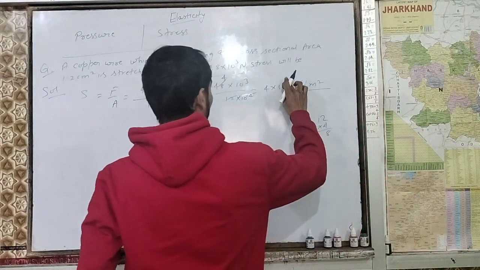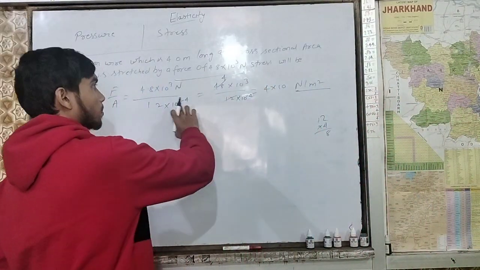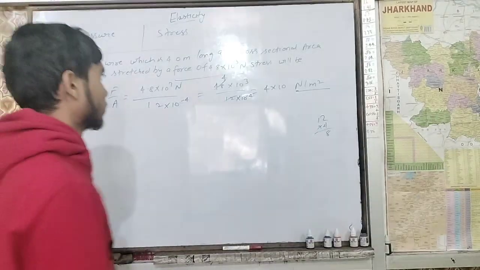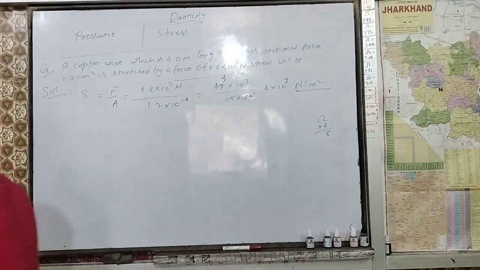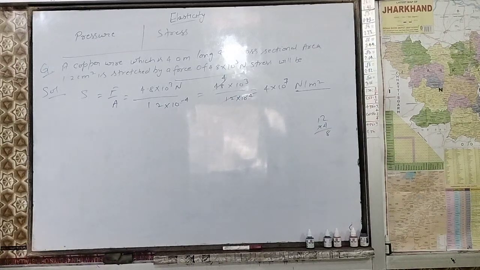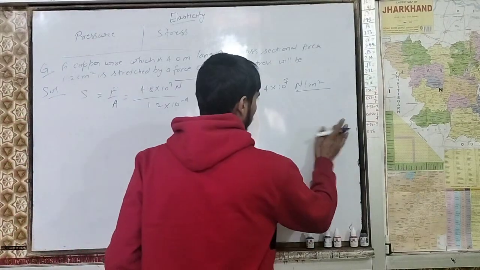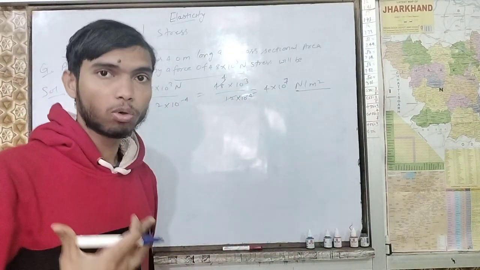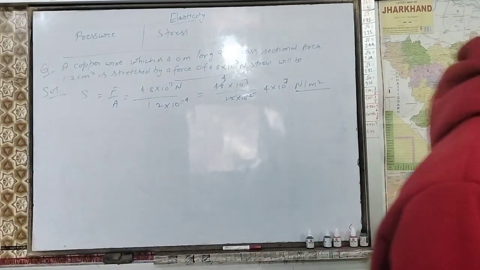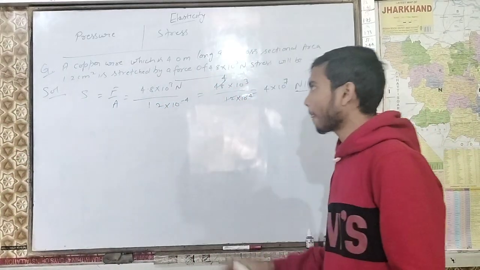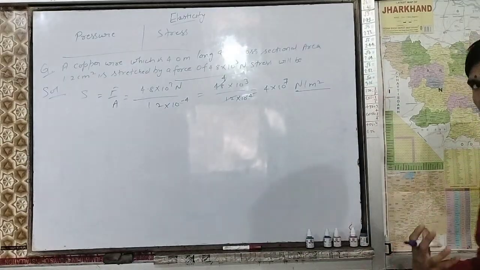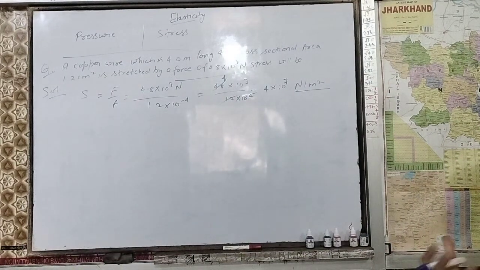So this will become how much? Plus 3 plus 7. Final answer would be 4 multiplied by 10 raised to power 7. In this question, the main focus was on how you convert a centimeter into meter, which is very basic. But most people make mistakes over here.